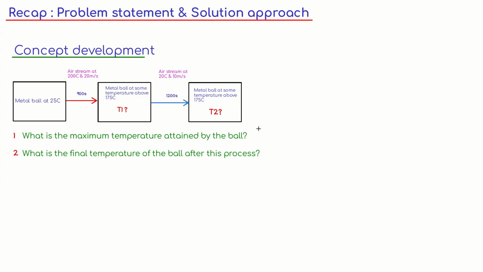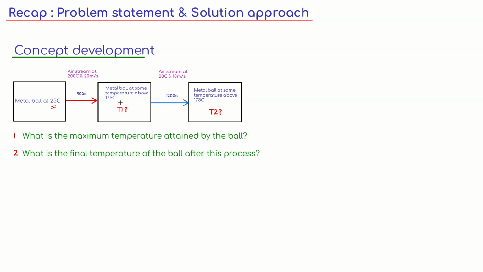Before we go further, let's recap the problem statement. In our previous video, we simulated the heating and cooling of a metal ball starting from 25 degrees Celsius and subject to an airstream at 200 degrees Celsius flowing at 20 meters per second. This heating is continued for 900 seconds and later it is cooled by a cold airstream at 20 degrees Celsius flowing at 10 meters per second. This is continued for 1200 seconds.